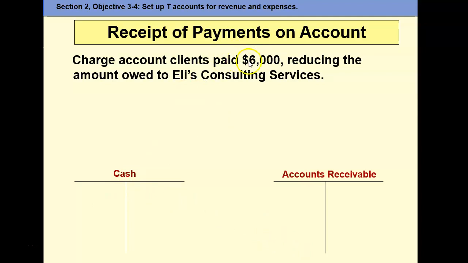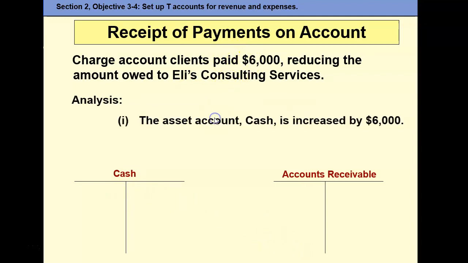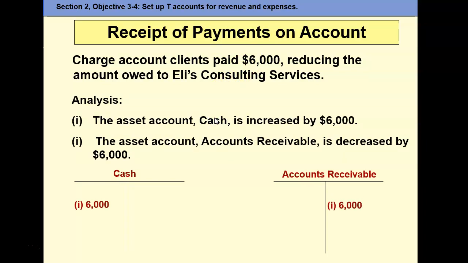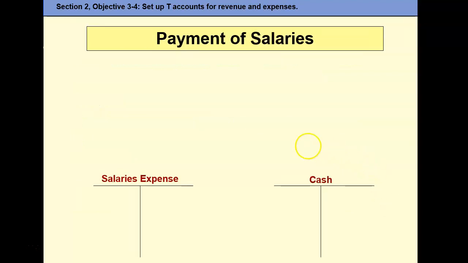So we're receiving $6,000 from a credit client. Therefore, the accounts involved would be our cash account and accounts receivable. Because you're receiving cash, cash is going to increase. Cash being an asset, assets increase on the debit side. The accounts receivable account is going to decrease. Accounts receivable is also an asset. Assets decrease on the credit side. And again, every transaction must be in balance. The total amount debited must equal the total amount that was credited.